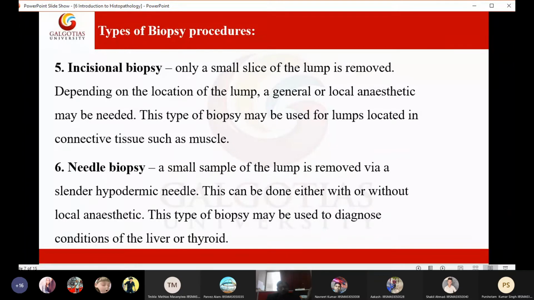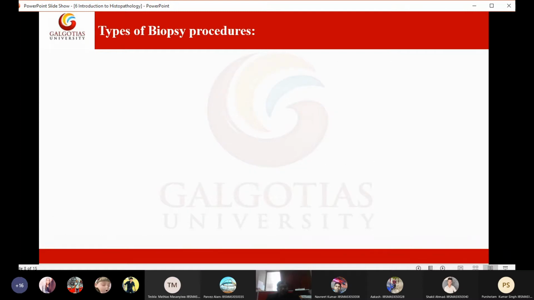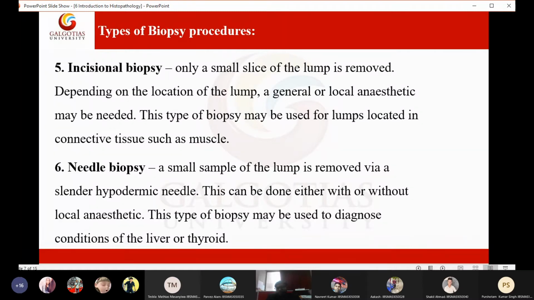Now, next one, needle biopsy. A small sample of the lump is removed via a slender hypodermic needle. This can be done either with or without local anesthesia. This type of biopsy may be used in diagnosing conditions of the liver and thyroid gland, like FNAC, fine needle aspiration. That is a needle biopsy. Simple example.